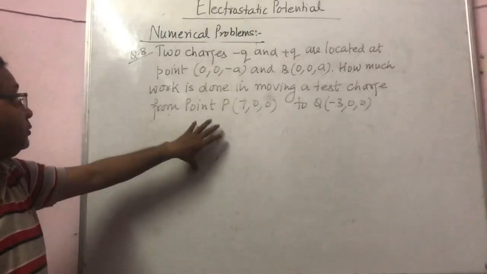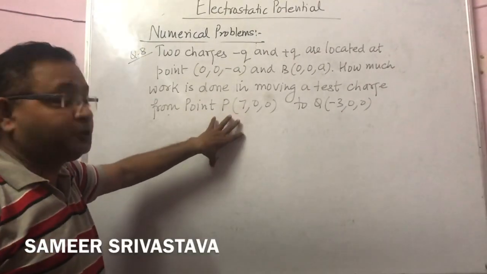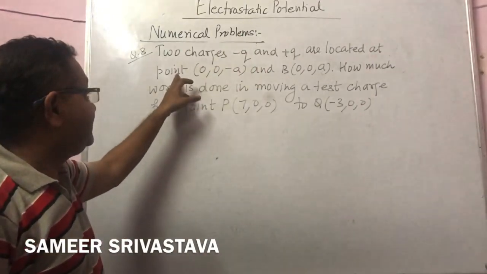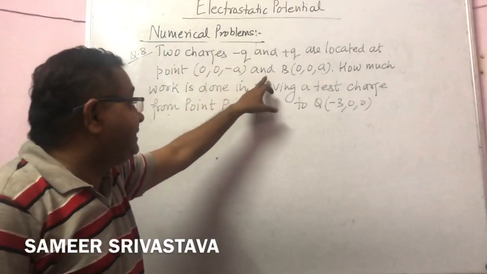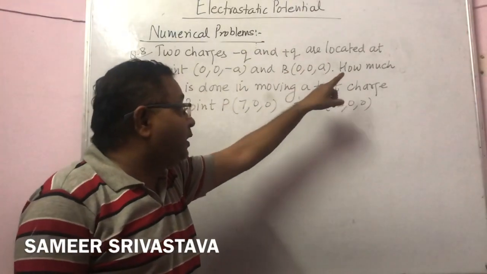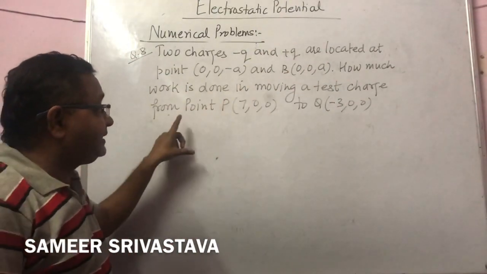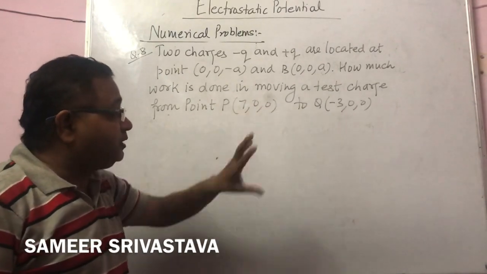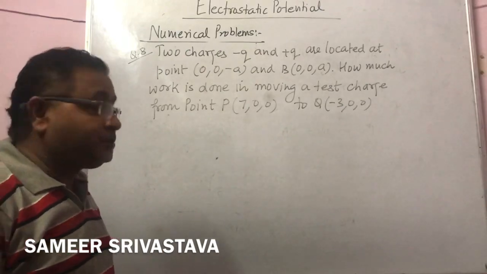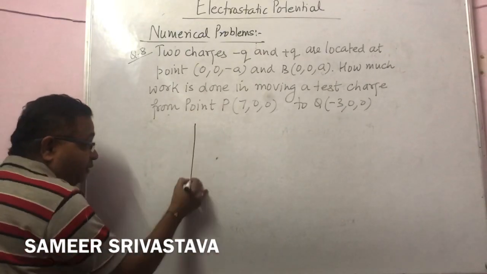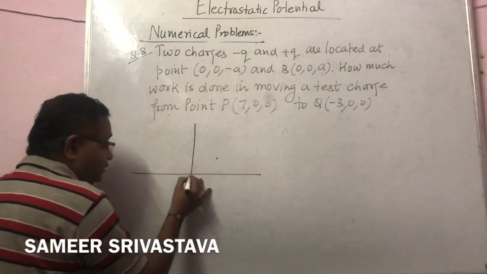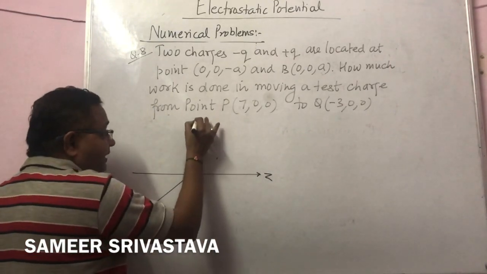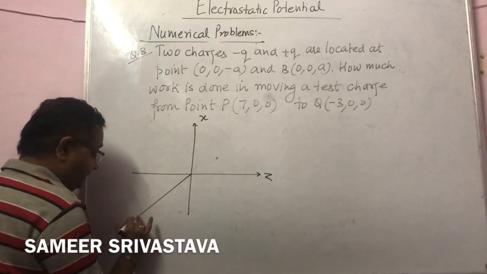Okay, right? Now the question number 8, a very interesting question. Two charges minus Q and plus Q are located at points (0, 0, minus a) and (0, 0, a). How much work is to be done in moving a test charge from a point P (700, 0, 0) to Q (minus 300, 0, 0)? Now make a diagram here because the question is given in 3 axes. So we make 3 axes: axis Z, axis Y, axis X.